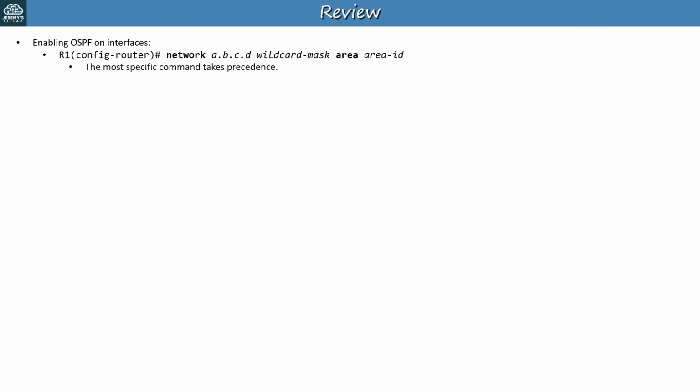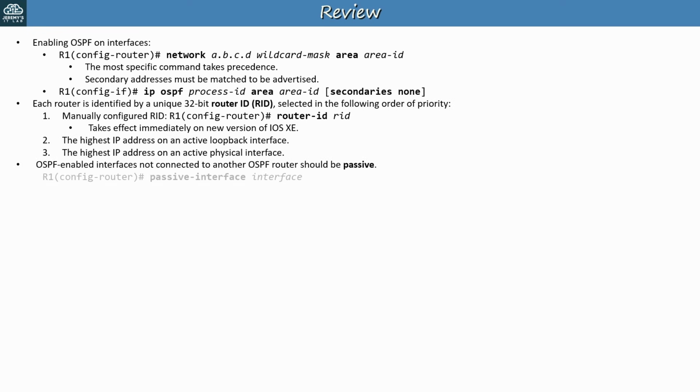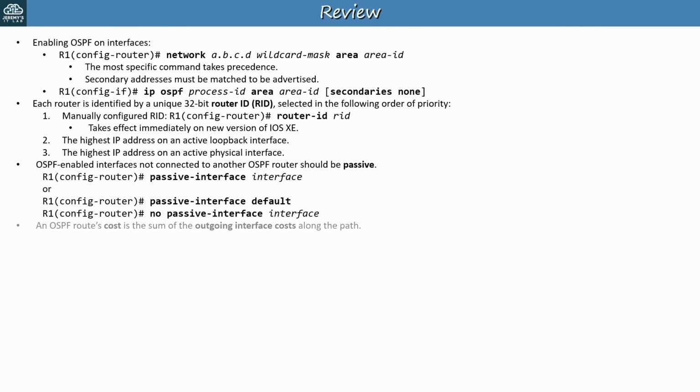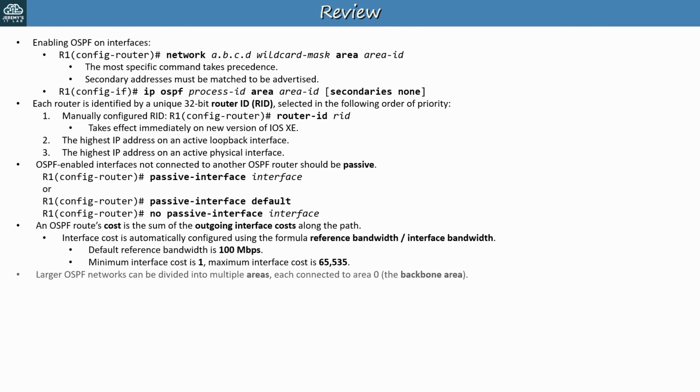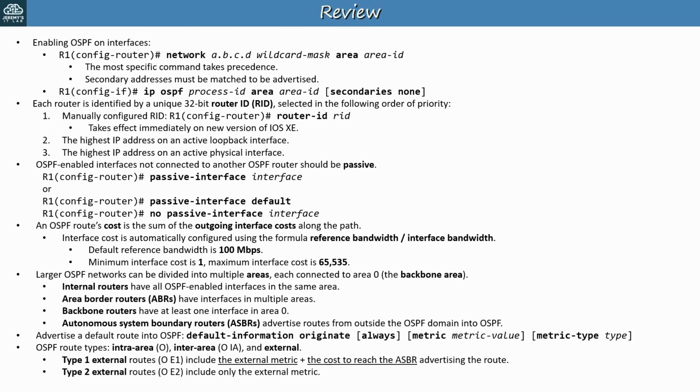Finally, let's review what we covered. We looked at quite a few topics in this video: enabling OSPF on interfaces, the router ID, passive interfaces, OSPF cost, multi-area OSPF, router types, default route advertisement, and route types. There's no way to fit everything on one slide, but here are some of the important points.